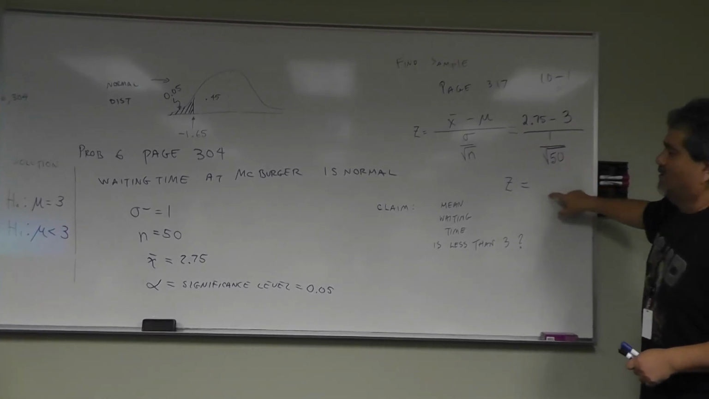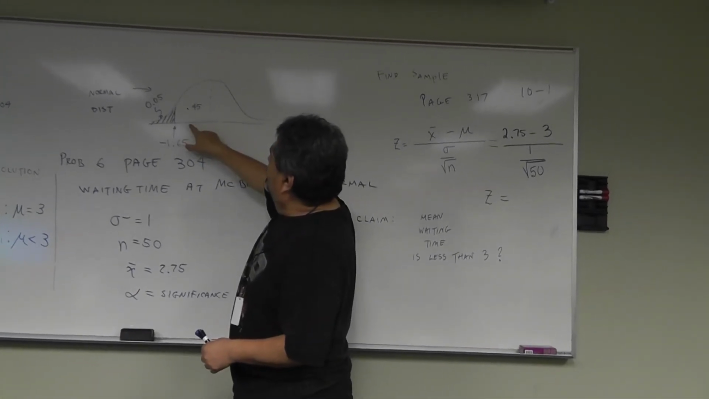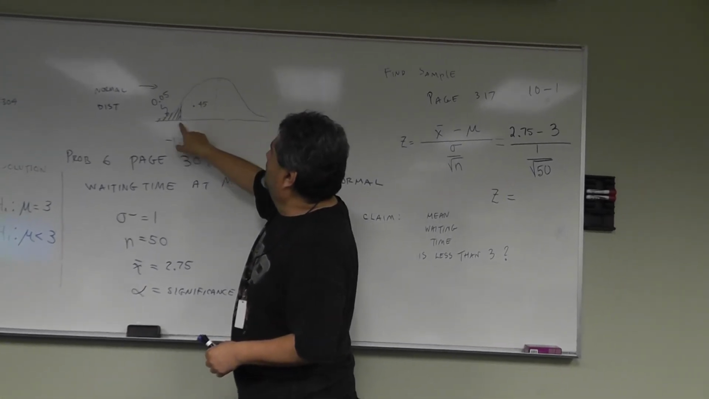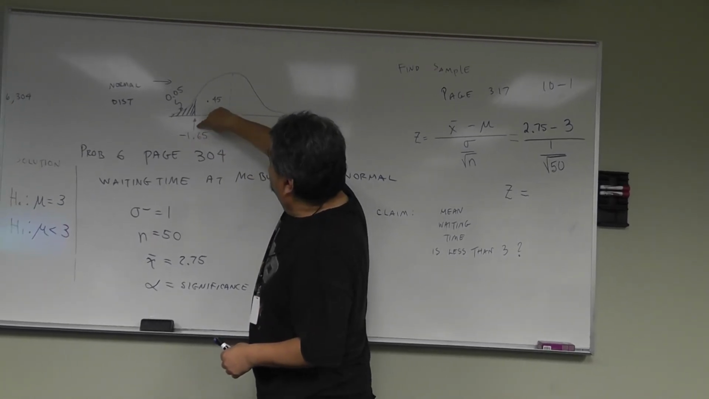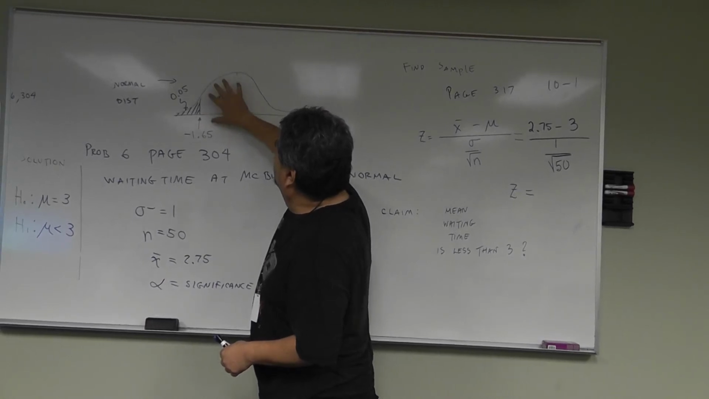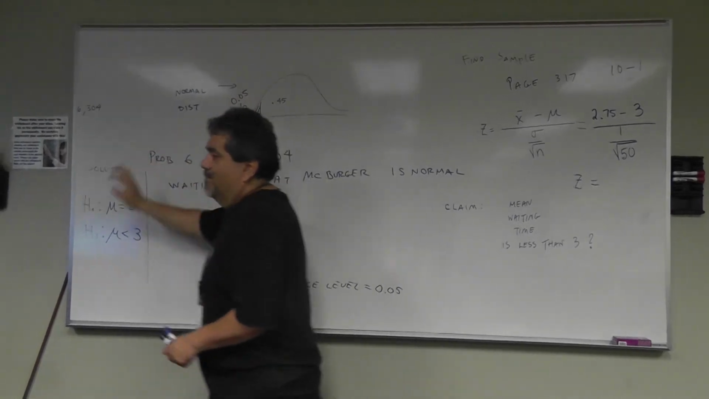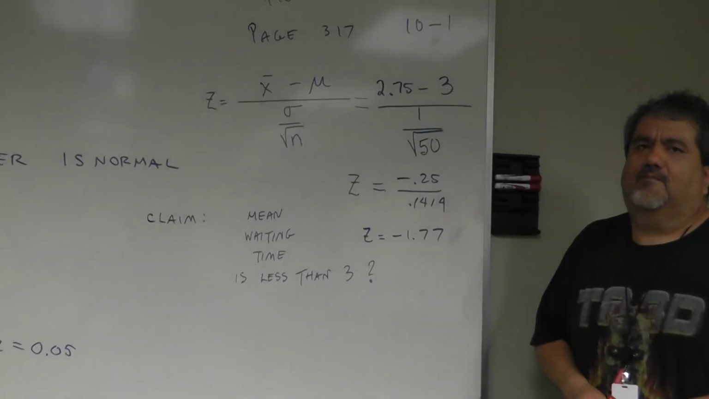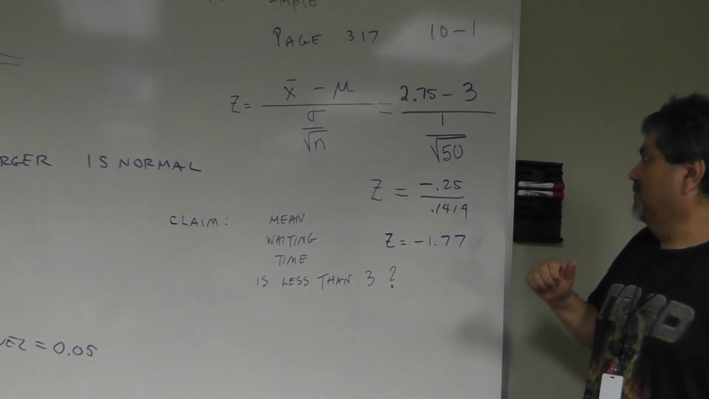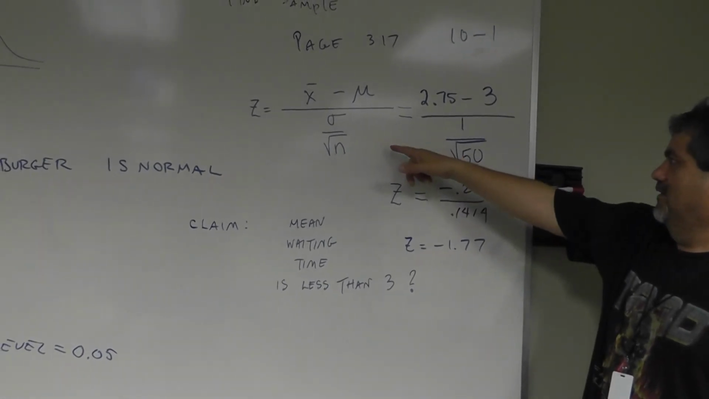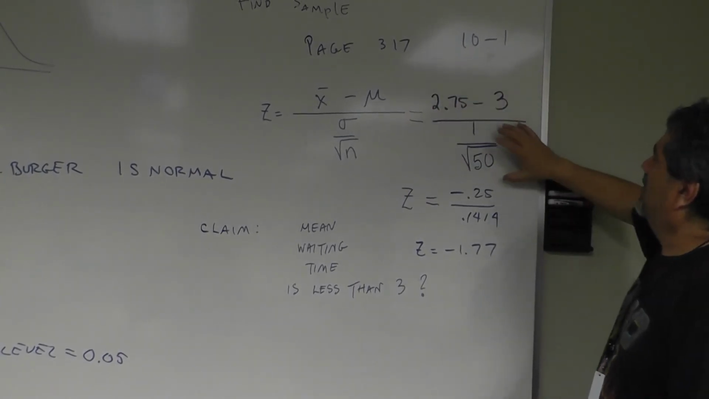And this number that I'm going to find in a minute will either be somewhere in here, or maybe somewhere in here. If it's to the right of this cutoff, we are going to accept the null. If it's to the left, we are going to accept the alternative. We are going to find where the sample is by using this formula. And see, the formula is dividing this by all of this.